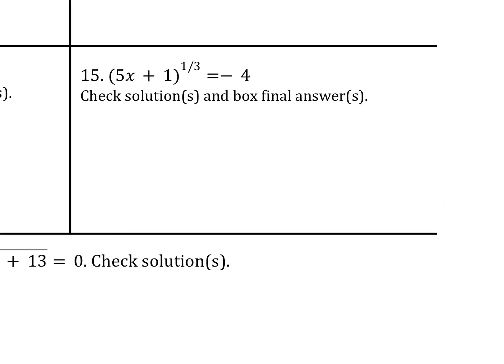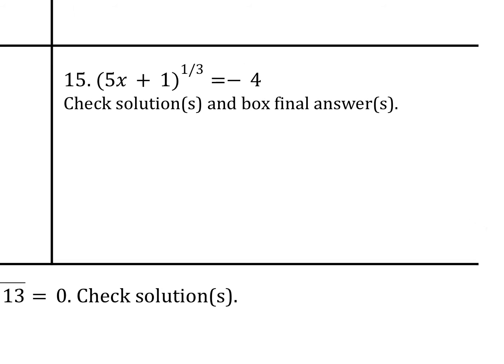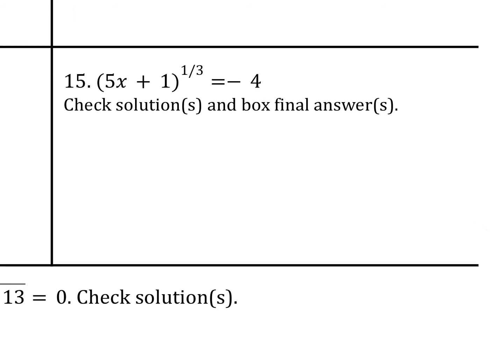Chapter 5 review number 15. So we're given (5x + 1)^(1/3) = -4. And in order to get rid of that 1/3, the rational exponent, we're going to raise it to the reciprocal. So 1/3 is just 3/1.